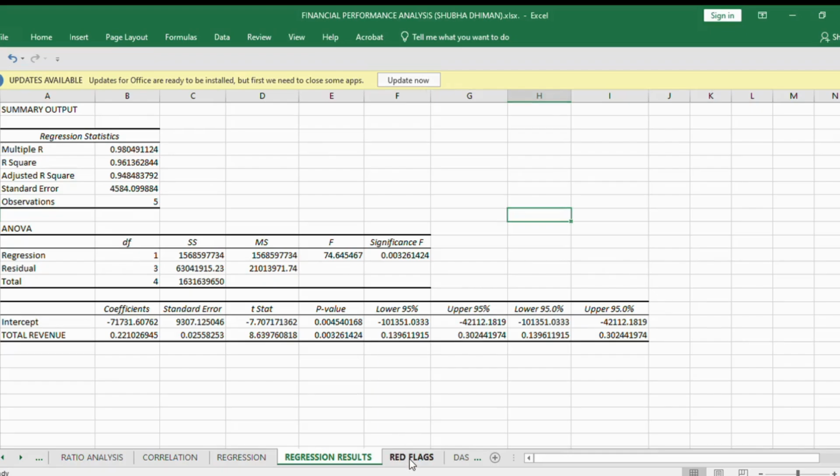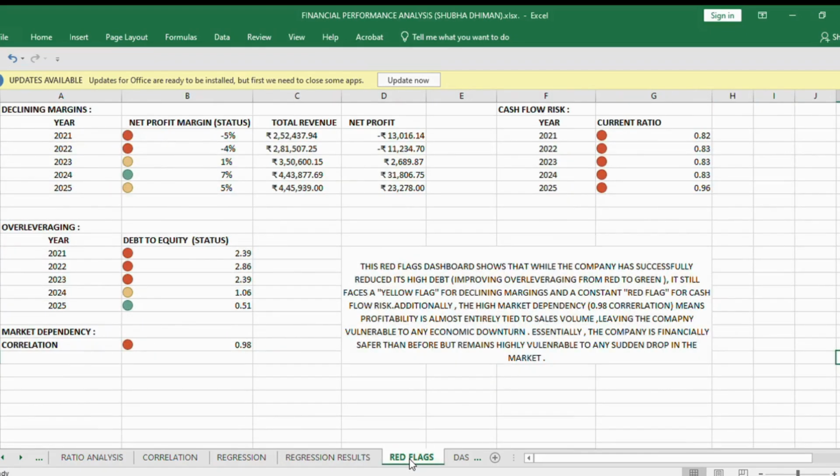I also created a red flag dashboard to track risks. While the company successfully reduced its high debt, the current ratio is still a red flag. We can see here that even if the company has reduced its high debt, the current ratio is still a red flag. It is red flag for all the 5 years, from 2021 to 2025. It's below the benchmark, indicating a potential cash flow risk.